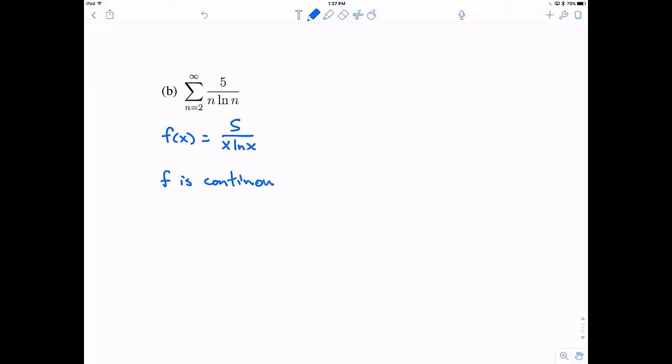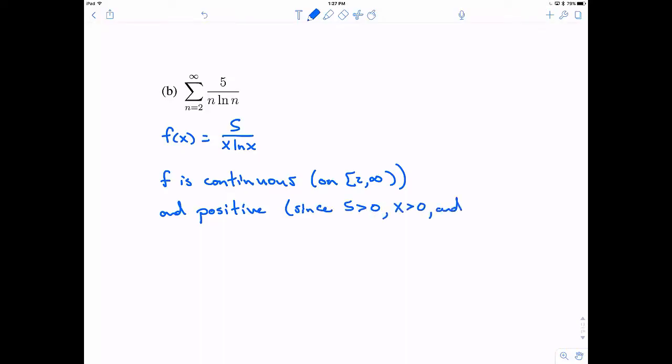And we'll note that this is continuous, but it wouldn't have been continuous at 1, right? Because the natural log of 1 is 0. So it's continuous on 2 to infinity. It's positive, right? And this is because, of course, that 5 is greater than 0, x is greater than 0, it's 2 or bigger, and then the natural log is greater than 0. So natural log of x is greater than 0 on, again, 2 to infinity. Right, so it's on this specific interval.